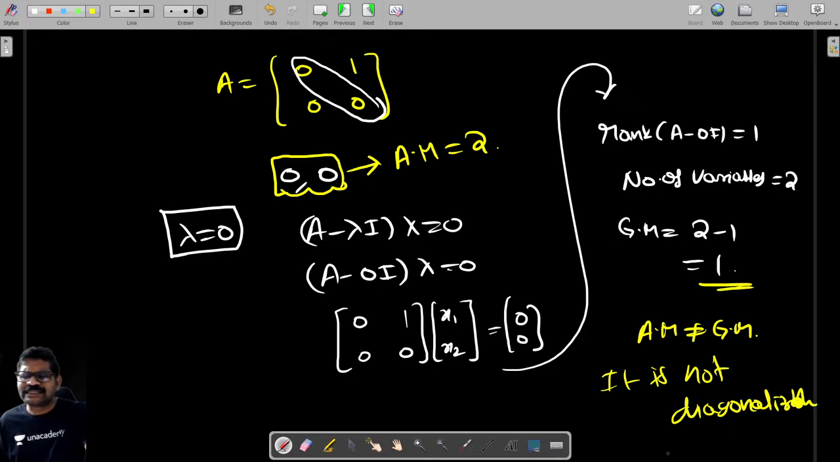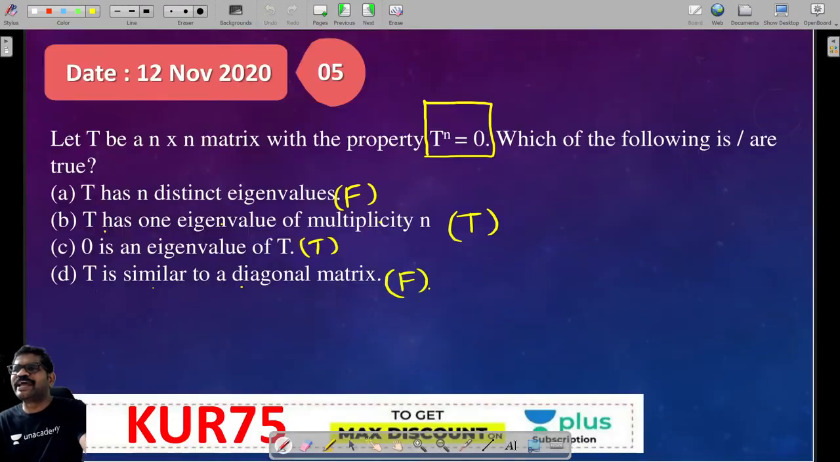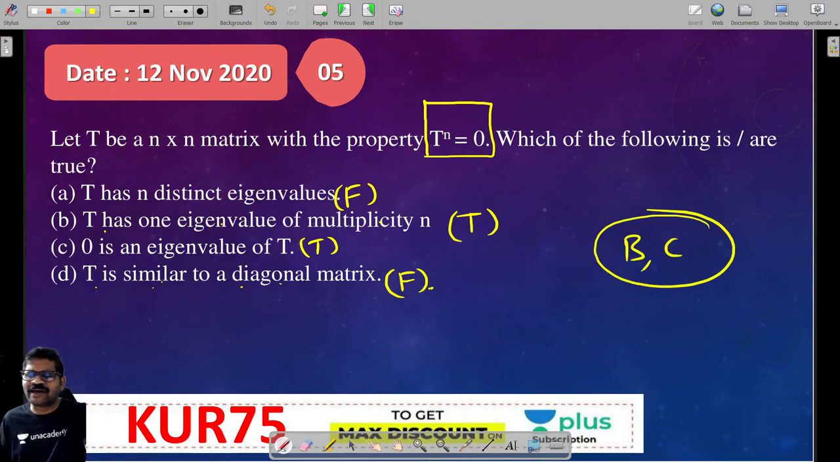If the matrix is not diagonalizable, it is not possible to write the matrix as similar to a diagonal matrix. So T is similar to a diagonal matrix is false. So only the second option is true, the third option is true. B and C are true. The remaining options are incorrect. Catch my point? Did you understand?